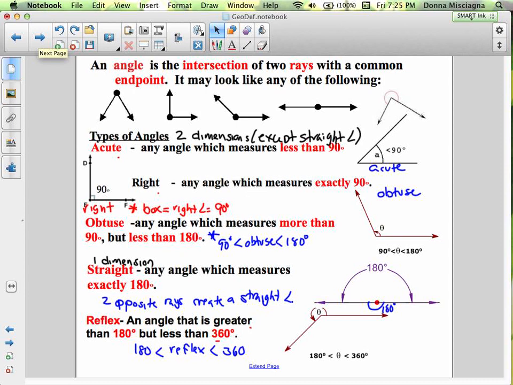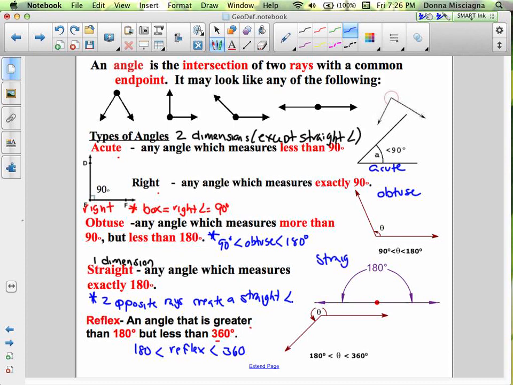So our next angle is called the straight angle. It measures 180 degrees, exactly 180 degrees. Add to your notes that 2 opposite rays create a straight angle. It is 1 dimension because a straight angle is a line. 180 degrees. Here's the diagram for the straight angle.